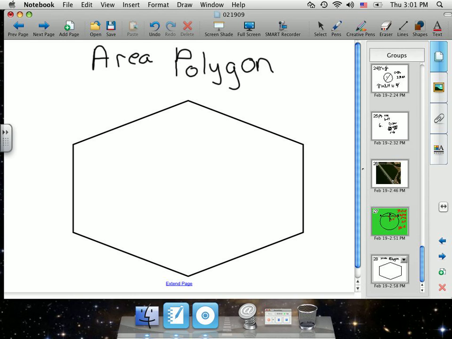Alright, so area of a polygon. What you do to find the area of this thing, just some definitions. You find the center of your polygon. Draw in from the center to one of the vertices what's called the radius. We'll call that R for radius. Okay, R stands for radius. Then I'm going to just draw in all of the radiuses.